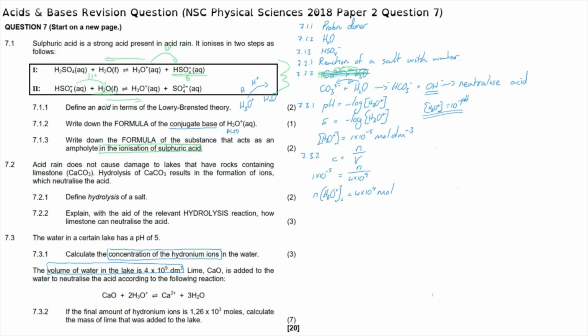The reason why this is useful is because if we know the initial number of moles in the lake, we can compare that to the final number of moles which has been given to us in this lake.